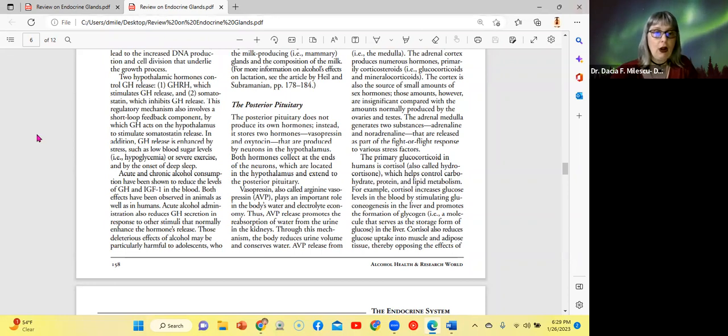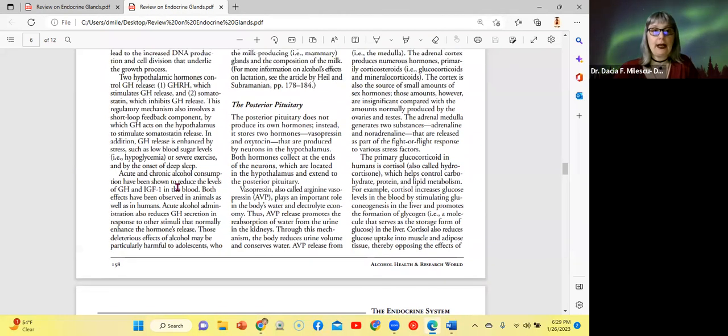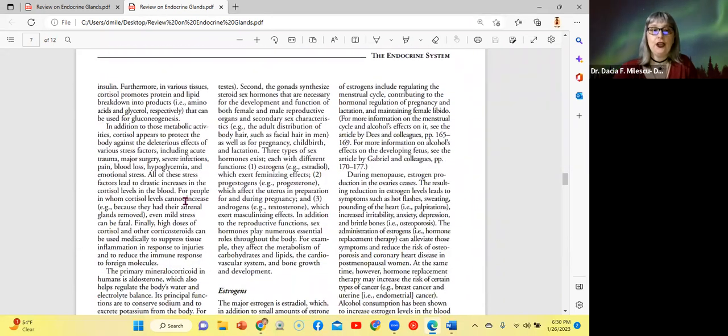Now, alcohol consumption has been shown to reduce the levels of GH, growth hormone. Interesting, right? Also, as I mentioned, alcohol can influence the ADH release. It inhibits ADH, so you lose more water, and that's why you get dehydrated and get the headache and the dehydration the next day after binging alcohol.